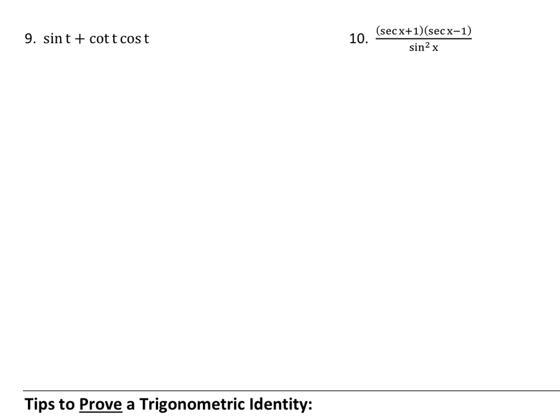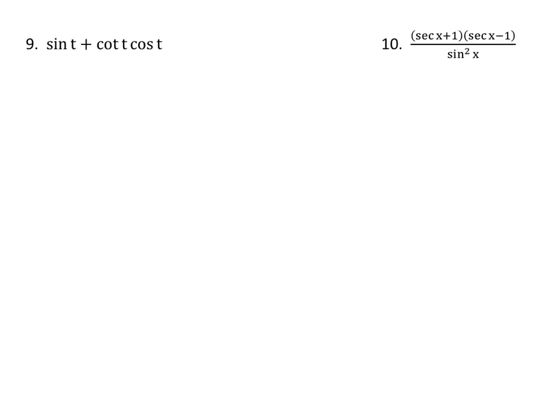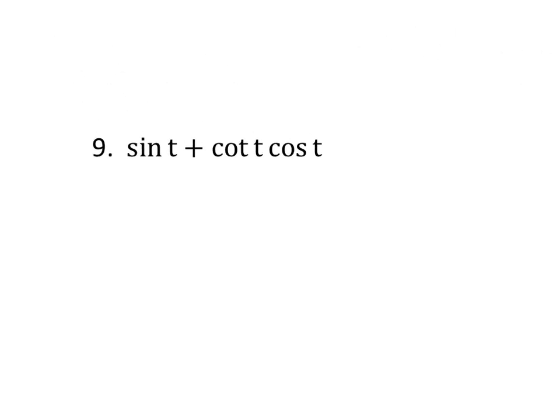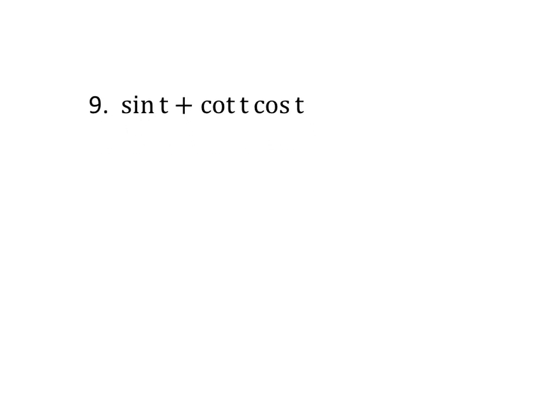On numbers 9 and 10, which is the last thing we're doing today, we're going to leave the rest of the packet for the next couple classes, is these two examples. Oh, look, here's the one where the variable is t. So instead of theta or x, we're using t. It's just sine of t, cotangent of t, cosine of t. We want to simplify this down to one trig function.